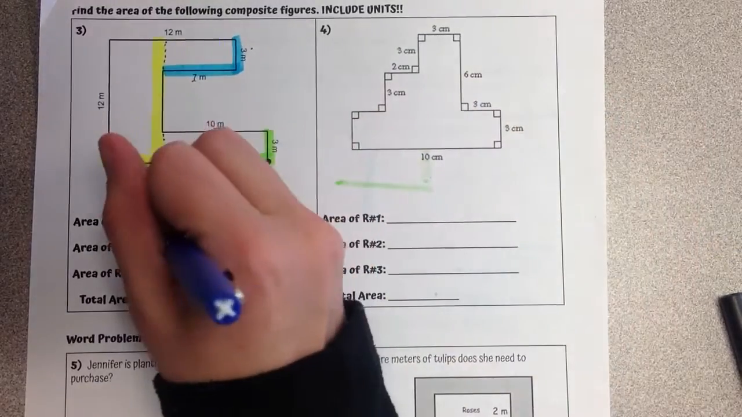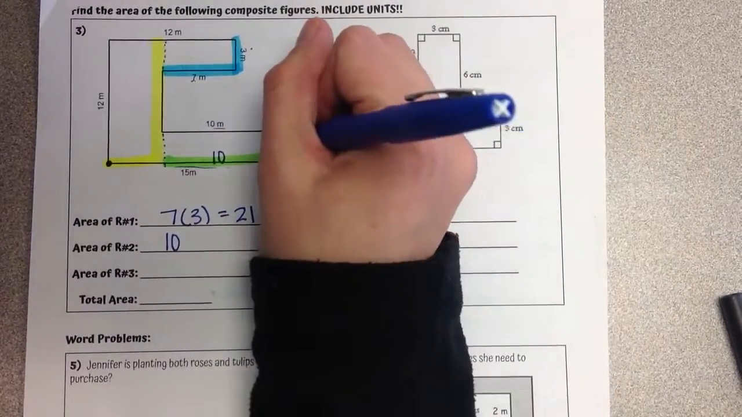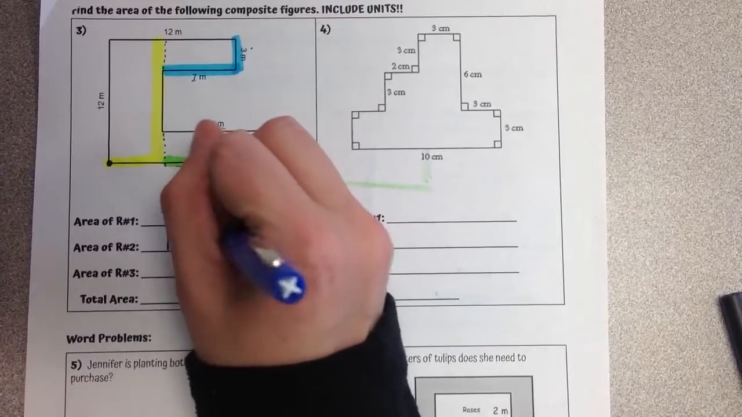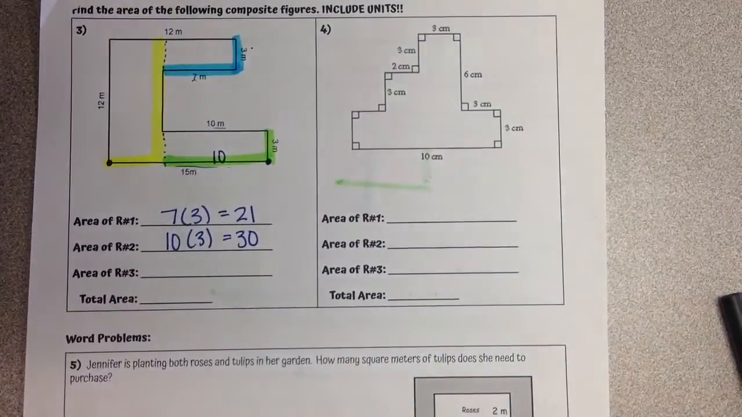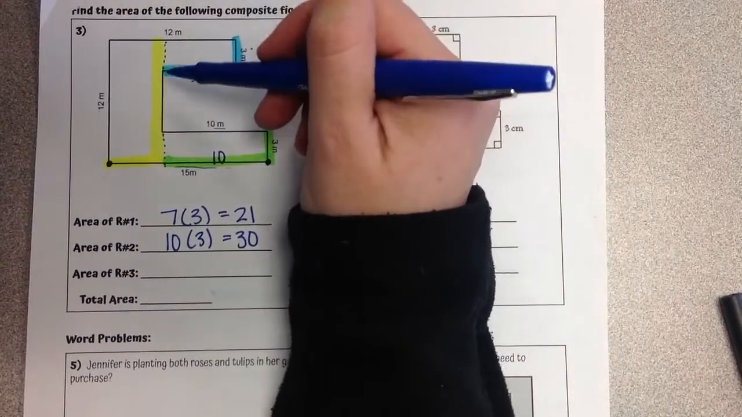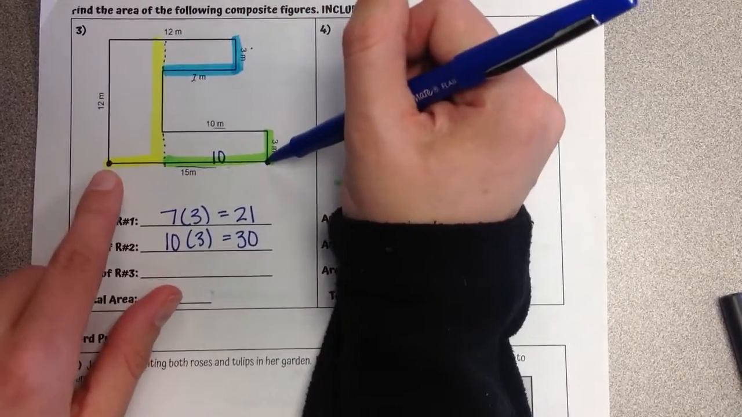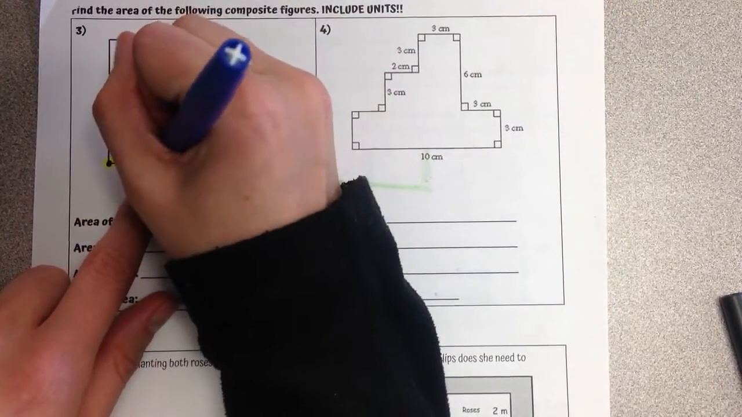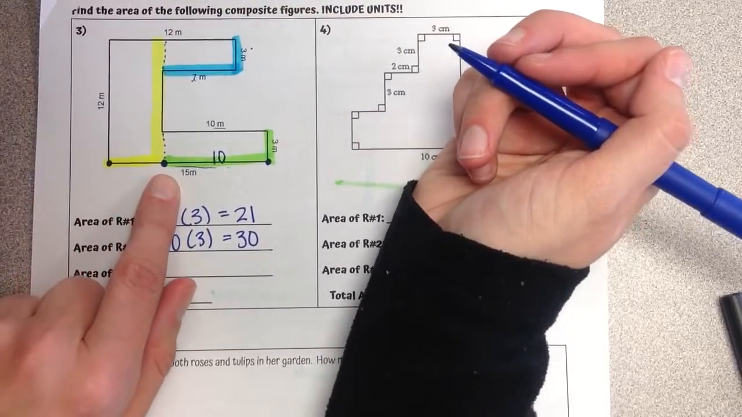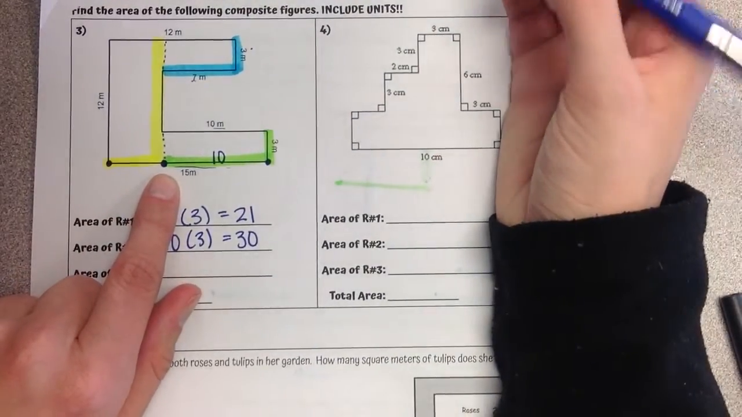So rectangle number 2, the base is 10, our height is 3, which is an area of 30. And then rectangle number 3, there's no measure right here. Again, the 15 is talking about the whole length. We only want the distance from here to here. So how do we figure that out?